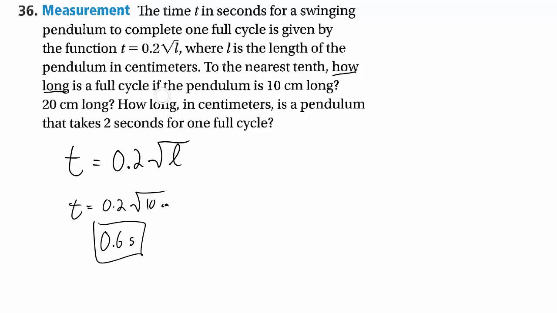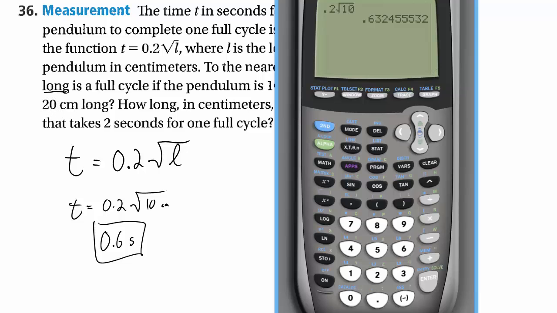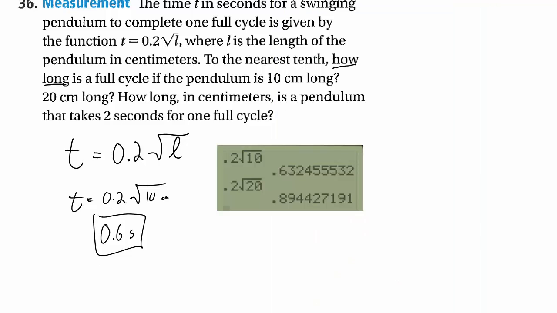And then let's try it again, evaluating it instead for a string that's 20 centimeters long. Just scroll up here, hit up twice, hit enter, change that 10 to a 20, and we get that answer there. So calculating it in this direction is really easy because this function is designed to be fed length and spit out time. But the last question is a little different.